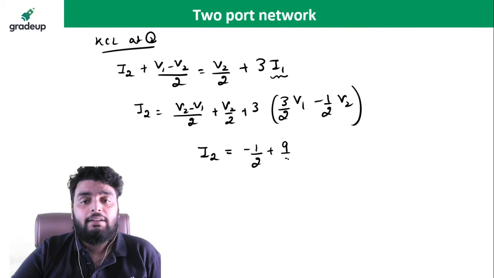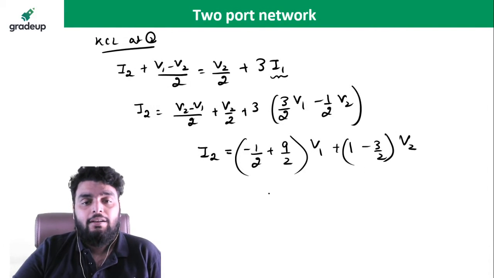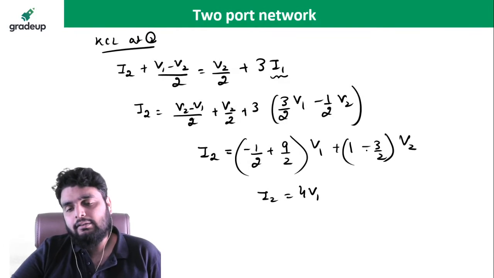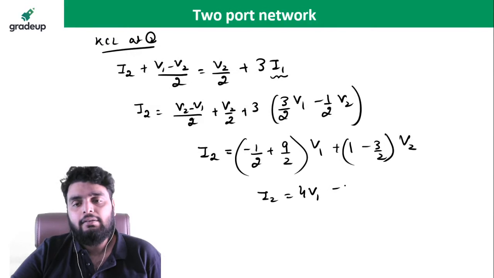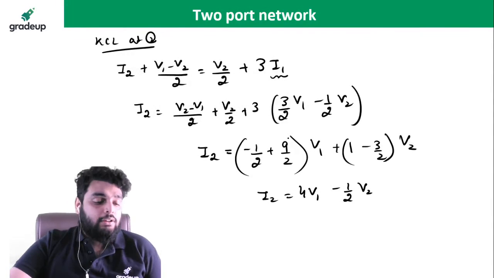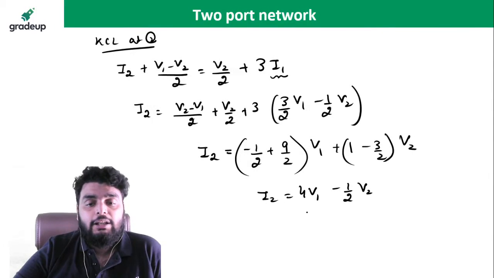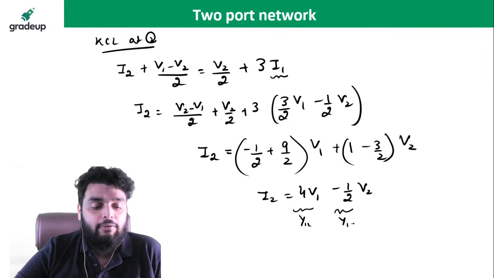1 by 2 plus 9 by 2 V1, and also check my calculation, plus 1 minus 3 by 2 V2. Okay. So I2 comes out to be 4 times V1, 2 minus 3, so minus 1 by 2 V2. Okay. So check my calculation also. Everyone check my calculation also. So this is the equation. So this becomes Y11 and this becomes Y12.